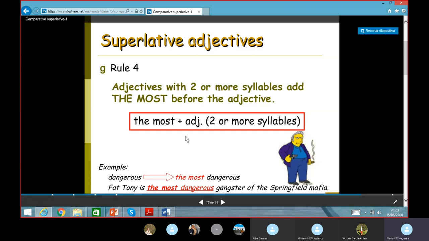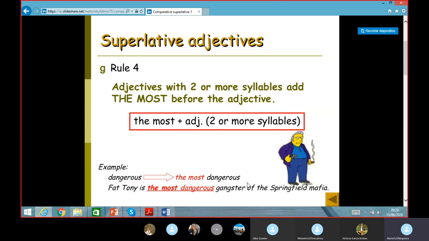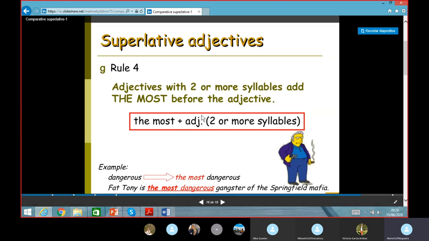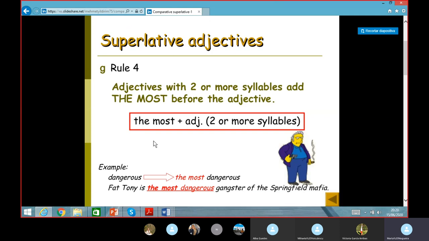Entonces, ponemos the most, por ejemplo, tenemos el caso de dangerous, que es peligroso, aquí lo vemos, dangerous. Tengo que poner the, ¿vale? Porque es un superlativo y siempre pongo the, luego pongo st y luego dejo el adjetivo tal cual, ¿vale? Por eso no añado más ni en el comparativo ni en el superlativo, porque ya la palabra es bastante grande, larga. Fat Tony is the most dangerous gangster of the Springfield Mafia. Fat Tony is the most dangerous, el más peligroso.